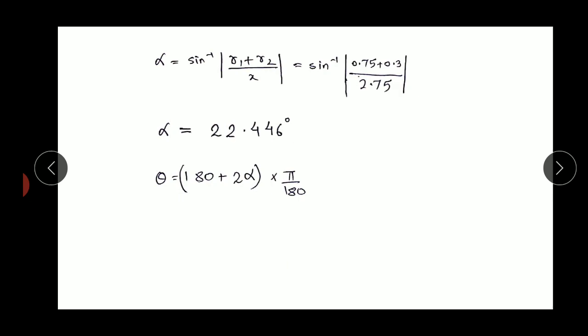Once you find alpha, we can easily find theta. Theta is 180 plus 2 alpha, and this pi by 180, you should remember it because theta is required in terms of radians. You will get the value of theta from 180 plus 2 alpha in degrees, so to convert it to radians, you have to multiply it with pi by 180. Put all the values, and theta comes at 3.92 radians.